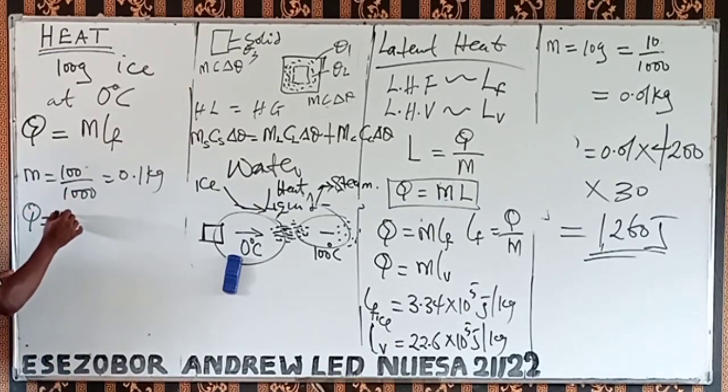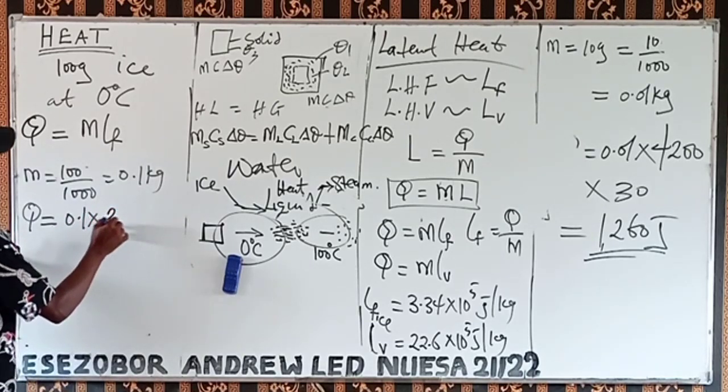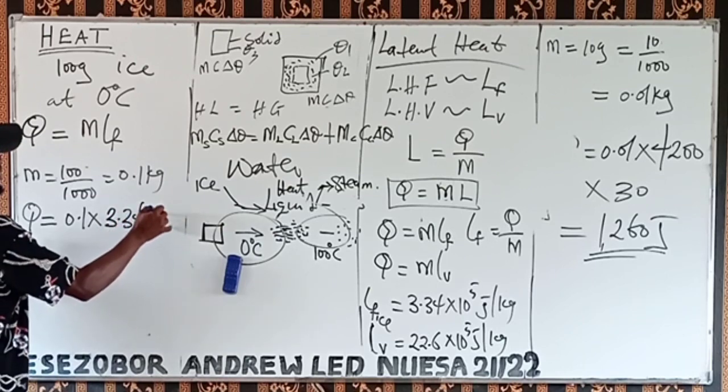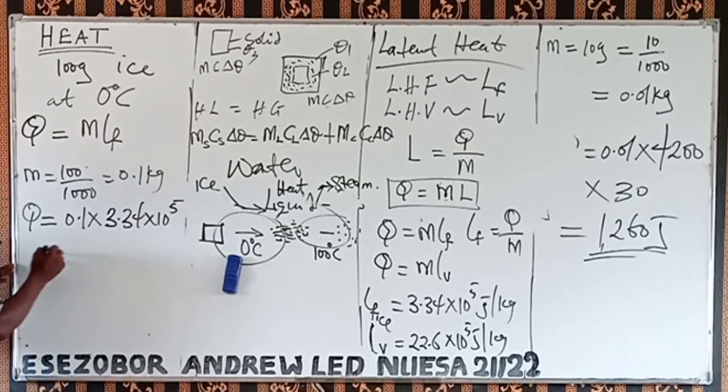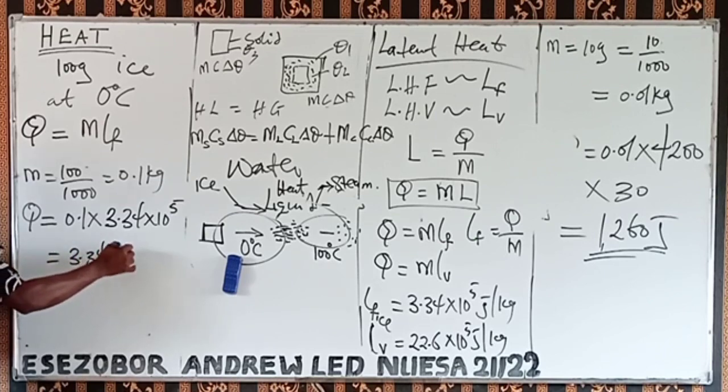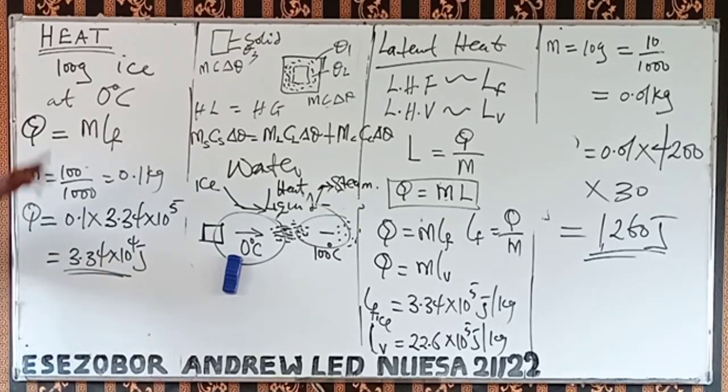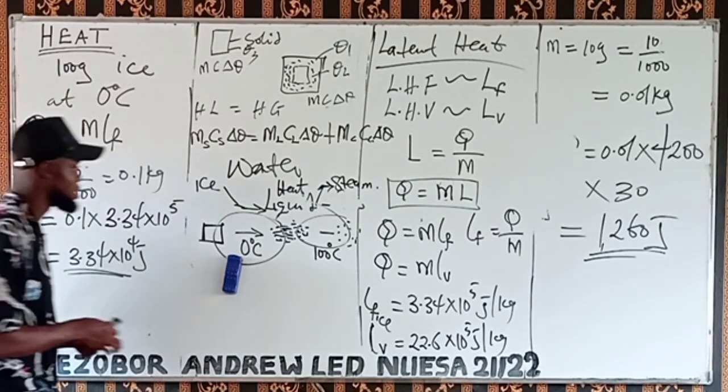Then from here, you can say the quantity of heat required to do that job will be the mass, which is 0.1, times the latent heat of fusion for ice, which is 3.34 times 10 to the power 5. This gives us 3.34 times 10 to the power 4 joules. That is the quantity of heat required to melt these grams of ice at 0 degrees Celsius.